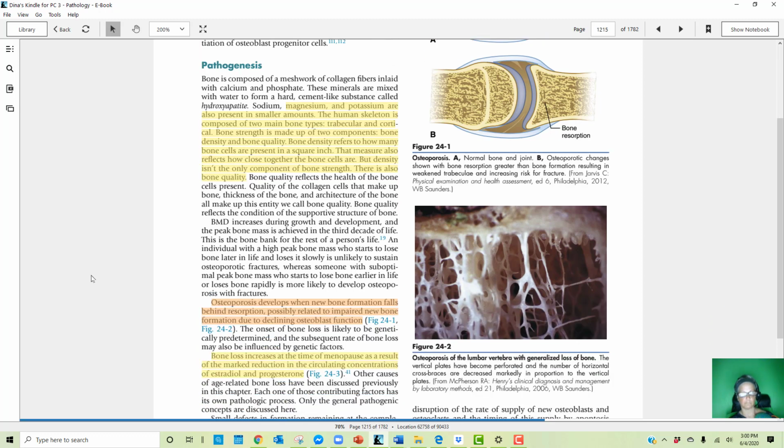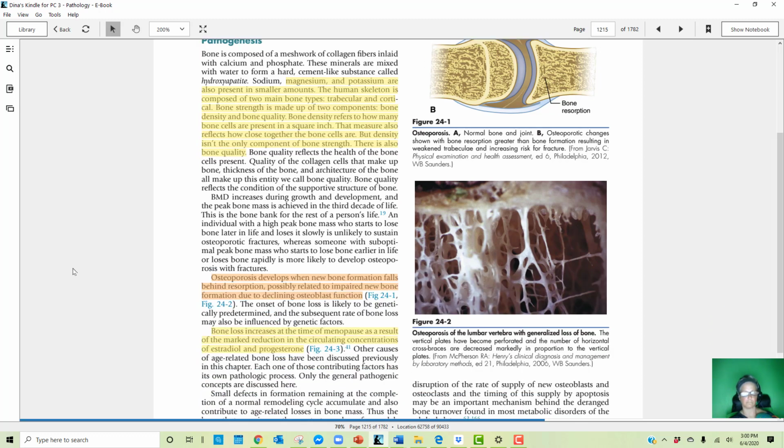Pathogenesis. Bone is composed of a meshwork of collagen fibers inlaid with calcium and phosphate. These minerals are mixed with water to form a hard, cement-like substance called hydroxyapatite. Sodium, magnesium, and potassium are also present in smaller amounts. The human skeleton is composed of two main bone types, trabecular and cortical. Bone strength is made up of two components, bone density and bone quality.